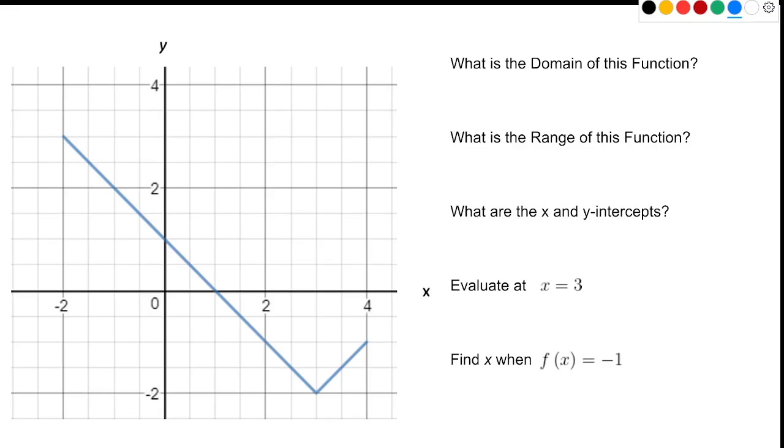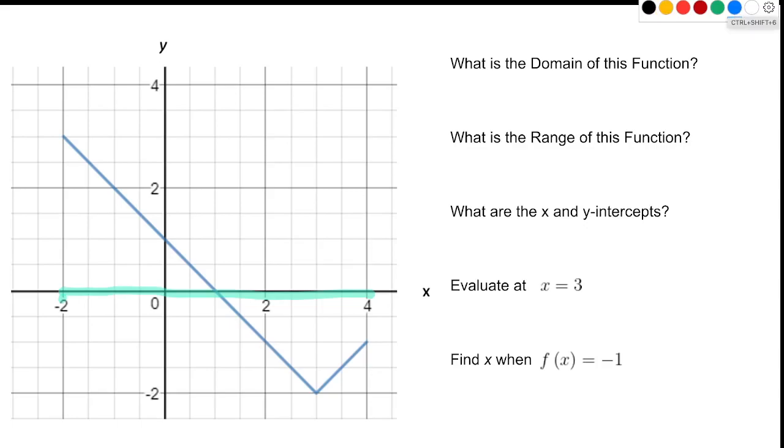If we're given a graph, we are oftentimes asked many different questions. One question is, what is the domain? Let's use this color. What is the domain of the function? So we're looking for, if we were to put it down on the x-axis, what are all the x values? Well, we can see that this graph goes from x equals negative 2 to 4. And so, we'll go ahead with blue.